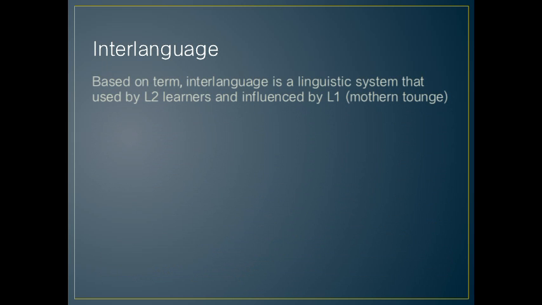According to Selinker, interlanguage is transfer, meaning a transition of prior knowledge from first language to second language, as one of the processes that is involved in interlanguage development. Aspects of language involved are vocabulary, pronunciation, grammar, and all other aspects of language structure and use.